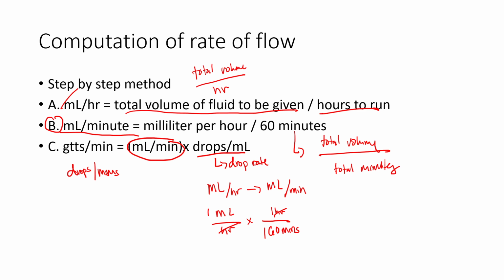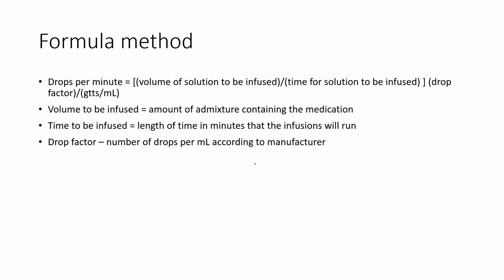The drop rate is given by the manufacturer. Not all administration sets are the same. That is why you are given the drop rate for each type of administration set. And the last unit you need to know is your drops per minute. Drops per minute is the most practical unit because this is directly adjustable.